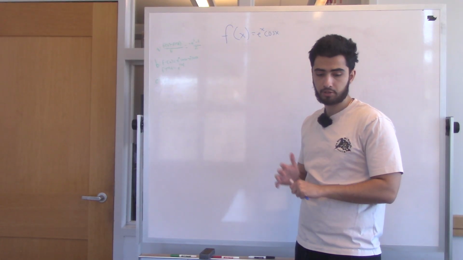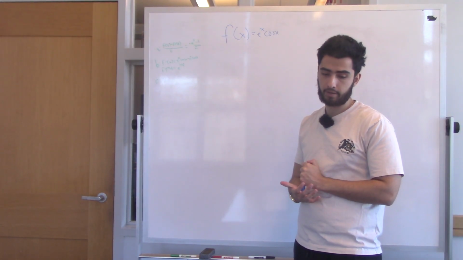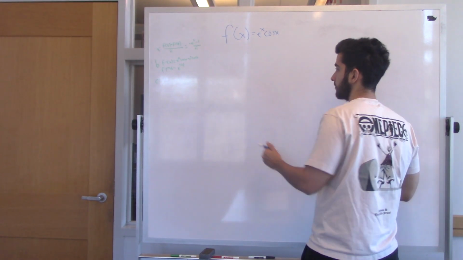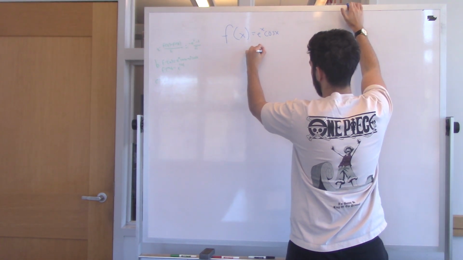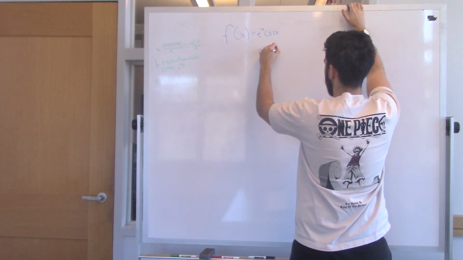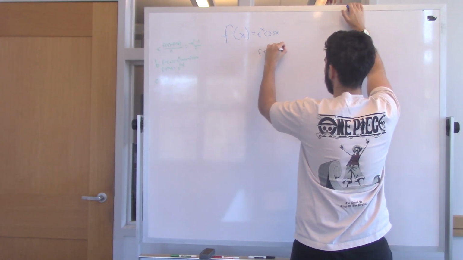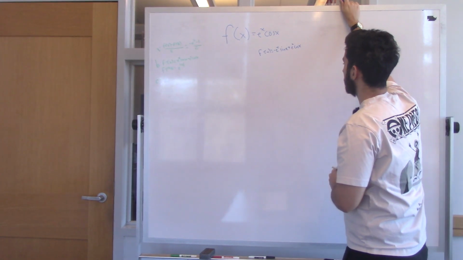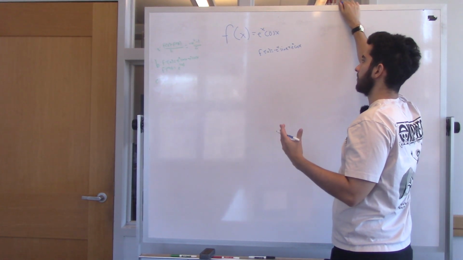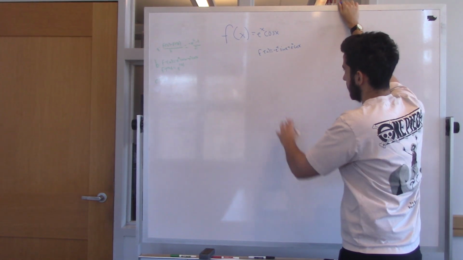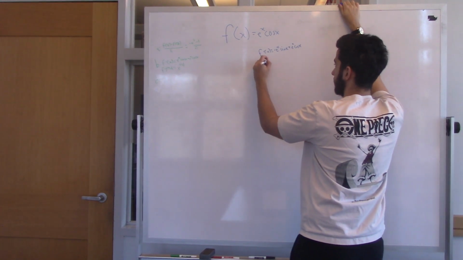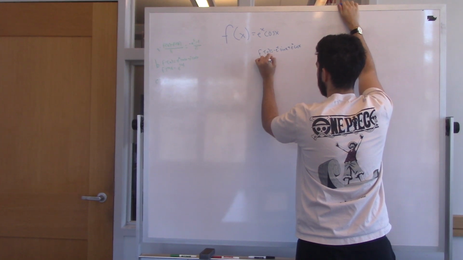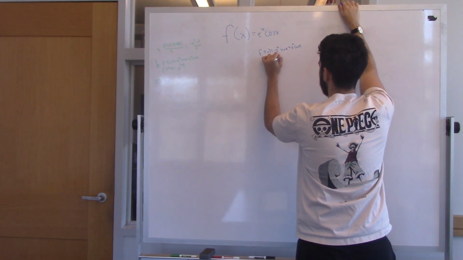Alright, and now for part C, we're just asked to find the minimum value of f on the interval from 0 to 2π. Okay, so from part B, we've said that f'(x) was negative e^x sine x plus e^x cosine x. Okay, now what can we do? Well, we need the first derivative to be 0, so 0 has to equal negative e^x sine x plus e^x cosine x.